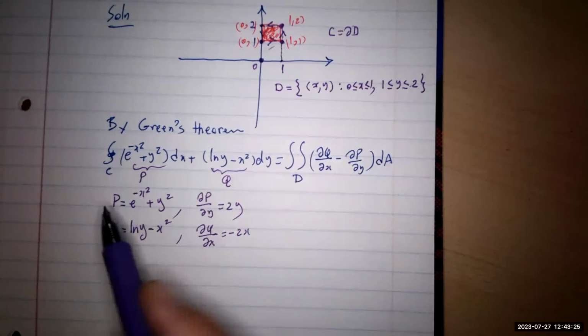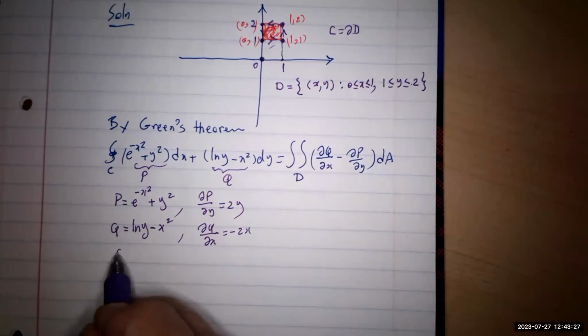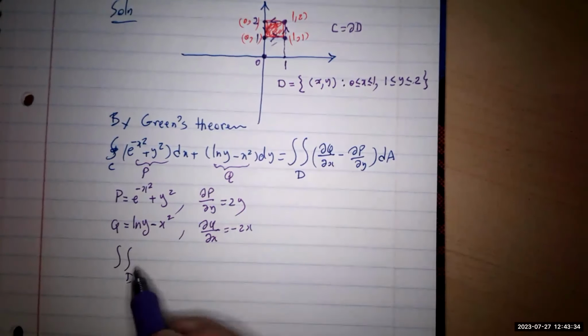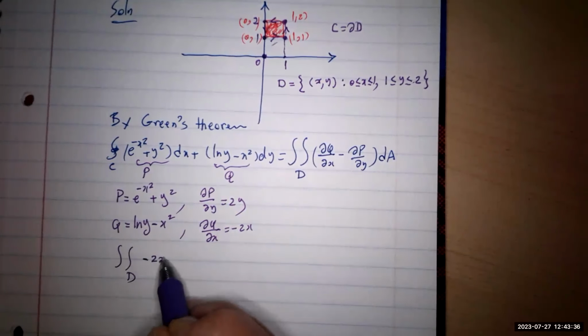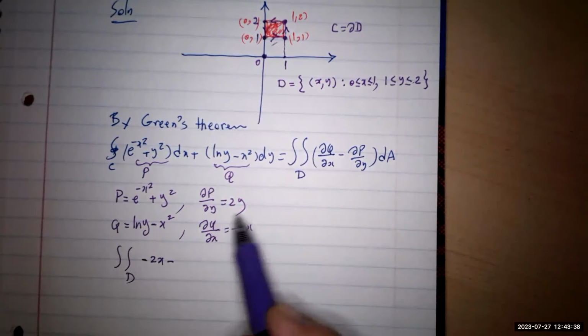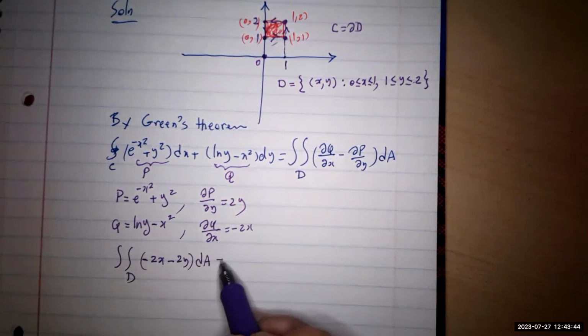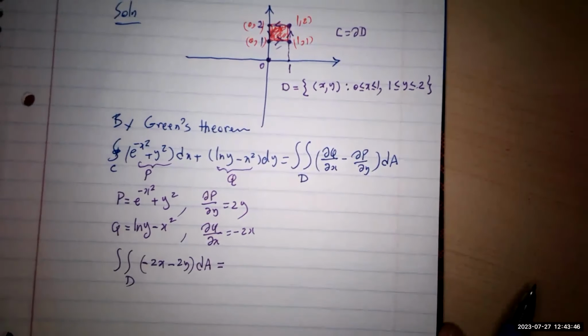Okay, so we are going to continue. We say that we have to find this double integral. So the double integral over D of the partial of Q with respect to x, which is negative 2x, minus the partial of P with respect to y, which is going to be 2y, dA. So this is going to be the question.